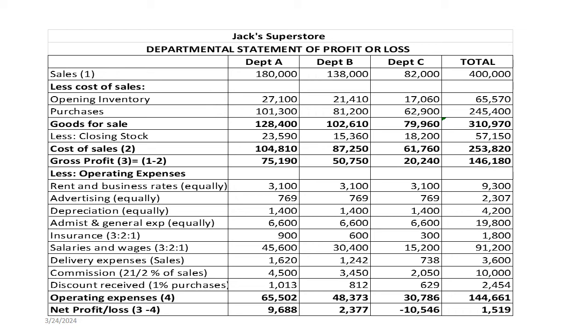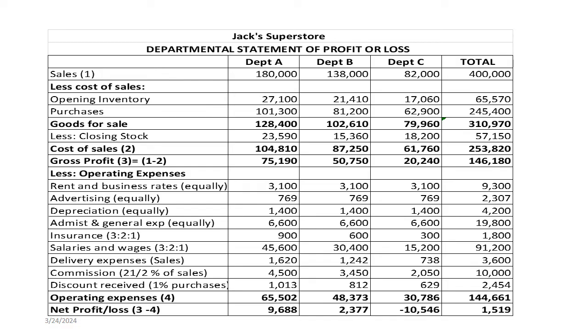Cost of sales, cost of goods sold, is obtained from goods available for sale if we deduct closing stock. So we get a cost of goods sold. Department A will be 104,810, if we take goods available for sale, which is 128,400, minus closing stock 23,590. So this gives us a cost of goods sold.